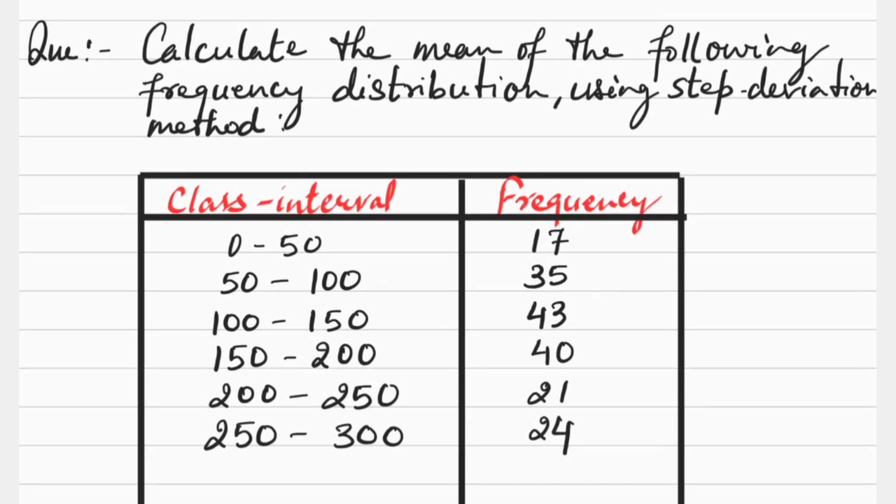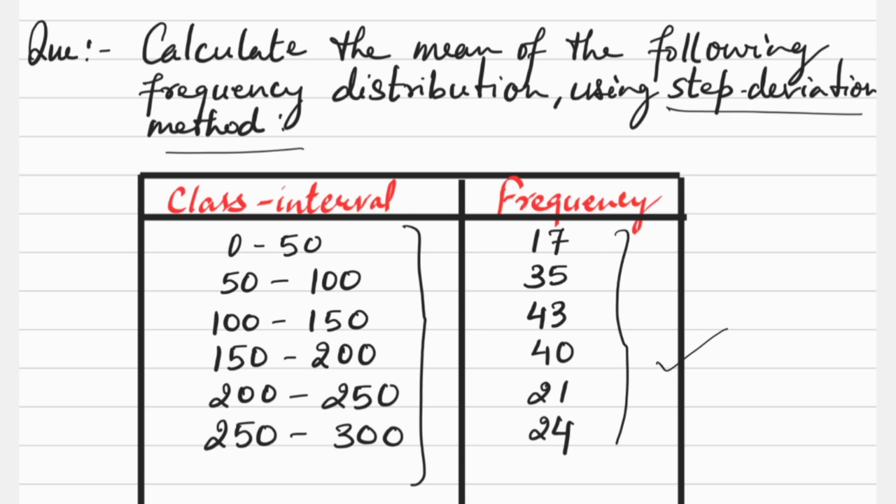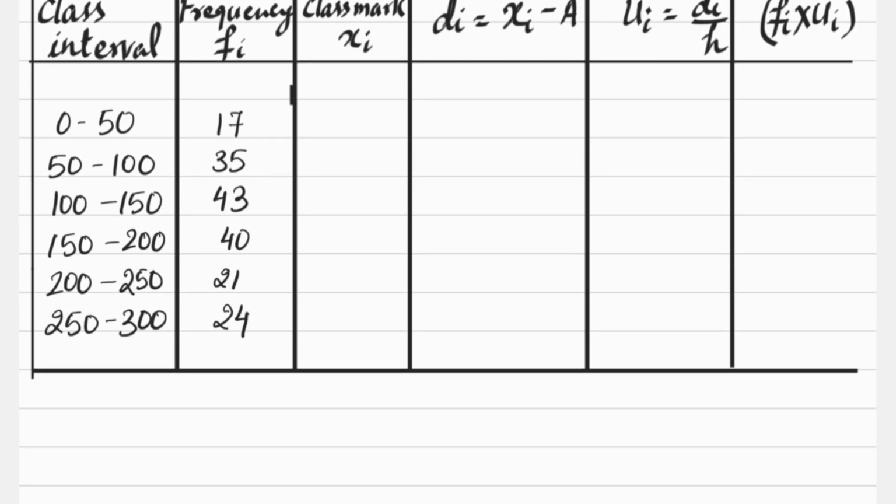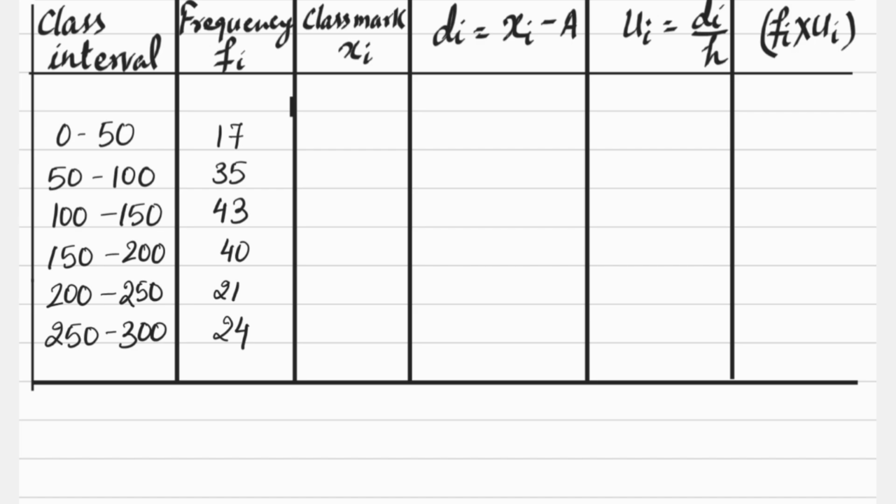We have to calculate the mean of the following data by step deviation method. And this is the class interval and the respective frequencies are given. So this is our table that I have made, and class interval and frequency I have already written. So first thing we need to calculate class mark.